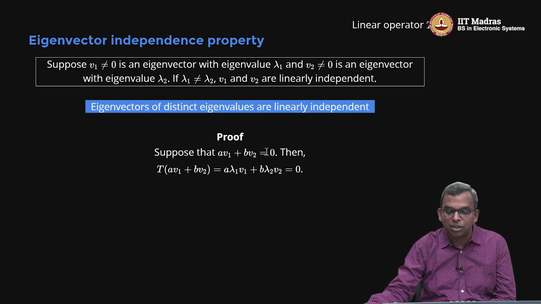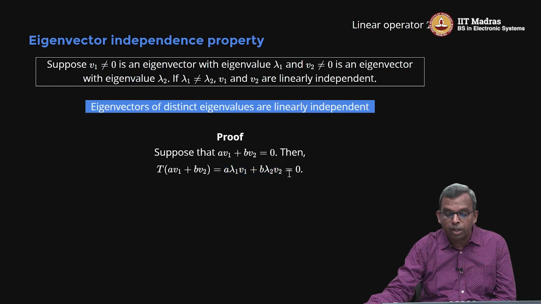I just hit this equation with T first. And what happens? a v1 becomes a T of v1. What is T of v1? T of v1 is eigenvector with eigenvalue lambda 1. So, you get a times lambda 1 v1 plus b times lambda 2 v2 is 0. Okay. Now, I have two equations. Previously, I had only one equation. Now, I have another equation here.